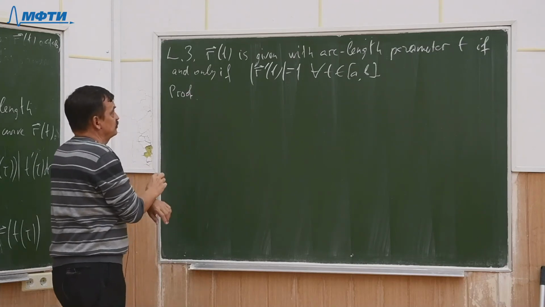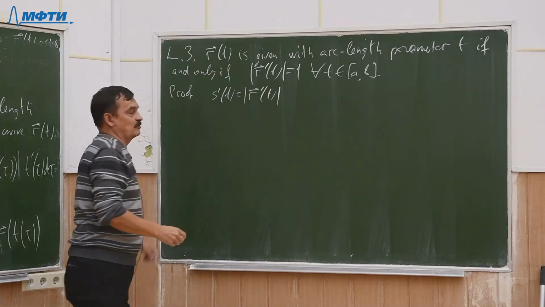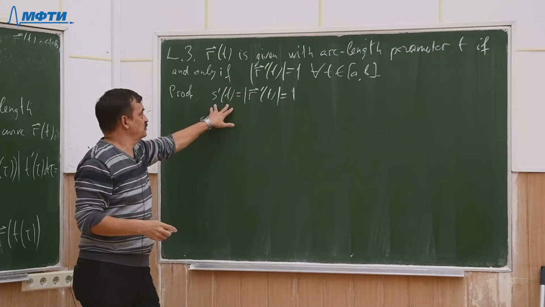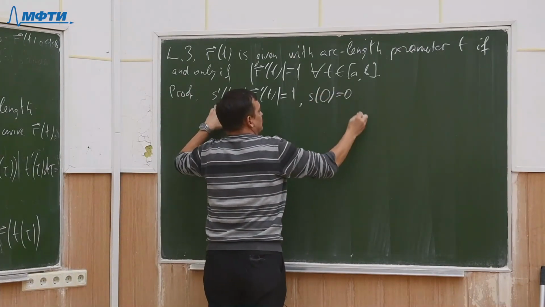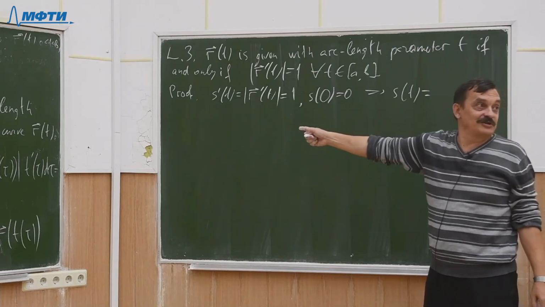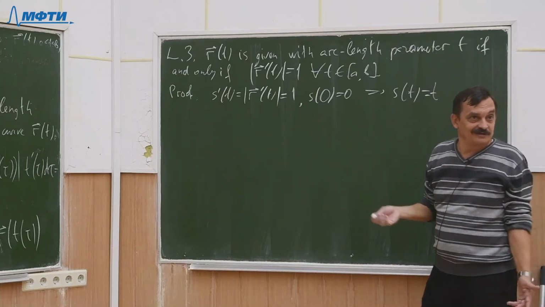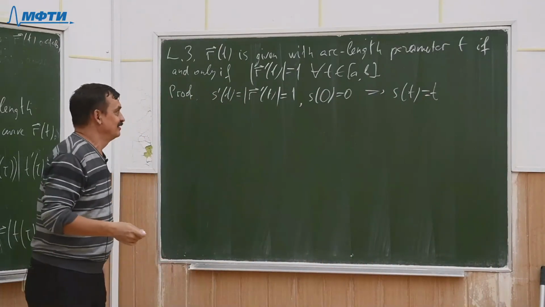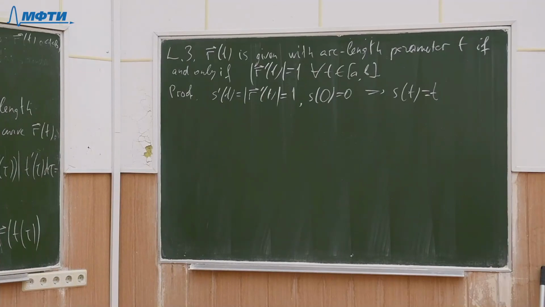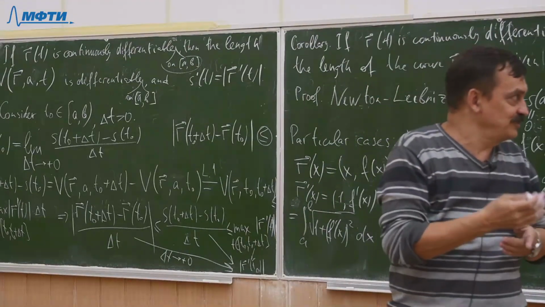The proof is almost immediate. So look, as we know, s prime of t equals the modulus of r prime of t, right? And if it is 1, then what follows? s prime of t is 1, s of 0 is 0, hence s of t equals what? Solve this differential equation, a very easy one. s prime of t is always 1, s of 0 is 0, so s of t equals t, right? So indeed, t is arc length. And vice versa, of course. If t is arc length, then of course it should be 1, because that is by definition. So s of t is just t.